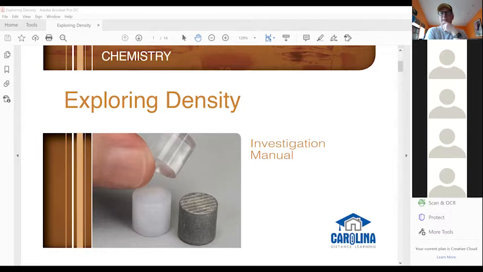Hardness was a good one. I hadn't thought of that one. Boiling point. Yeah. Boiling point. Excellent. That is also a property that we use to identify something.